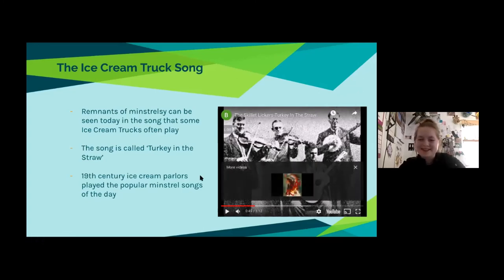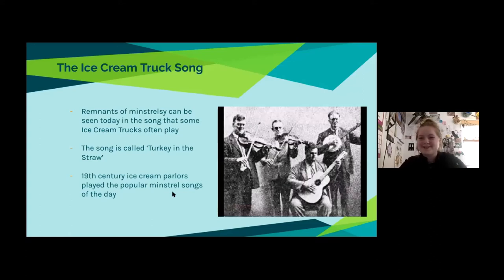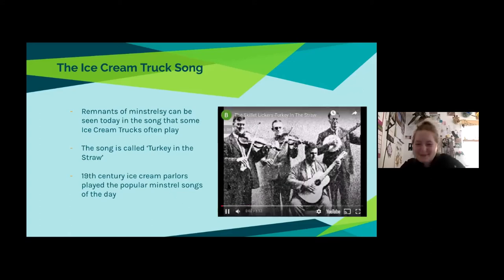Yeah, so that's Turkey in the Straw. I don't know if you recognized it, but one of the ice cream trucks here does play it. Oh, it's playing it. Okay.